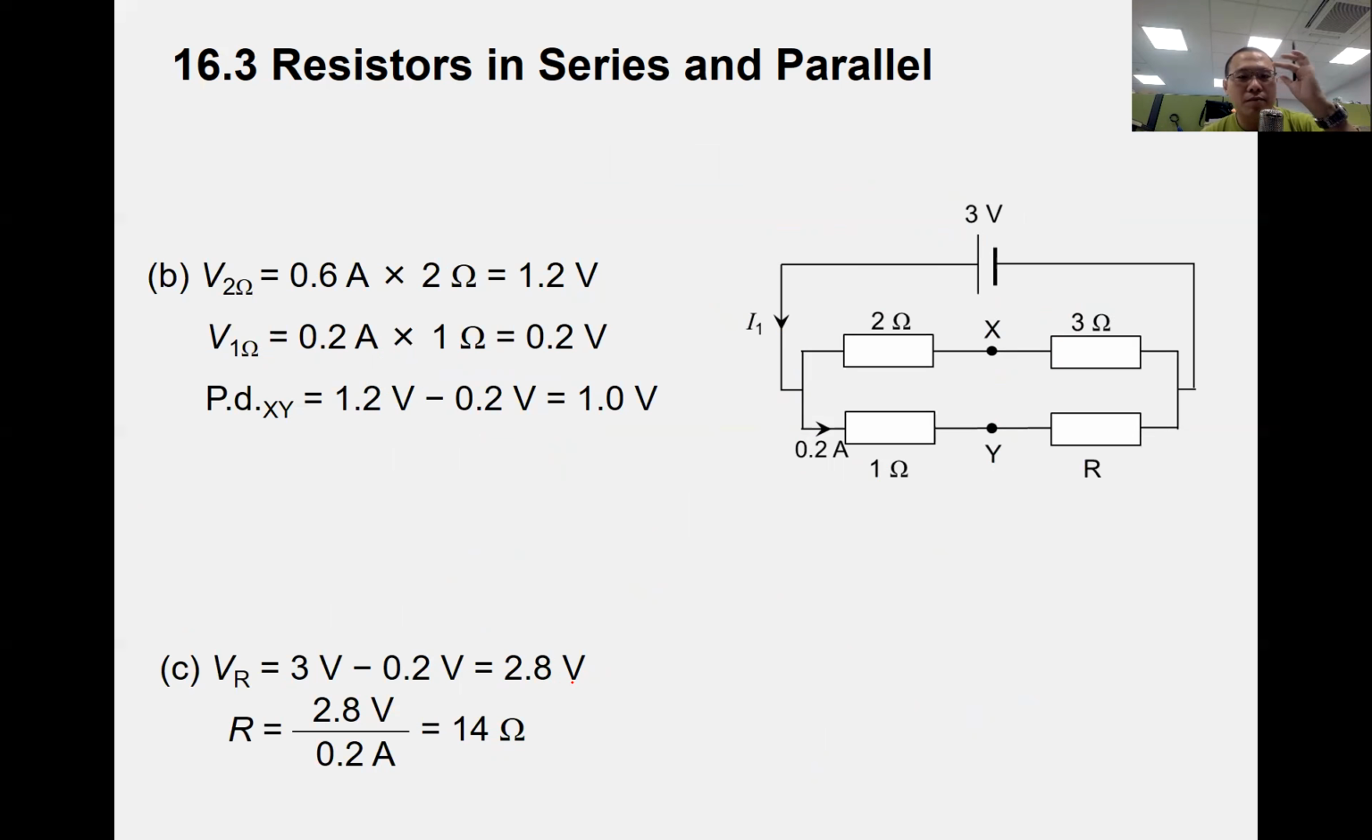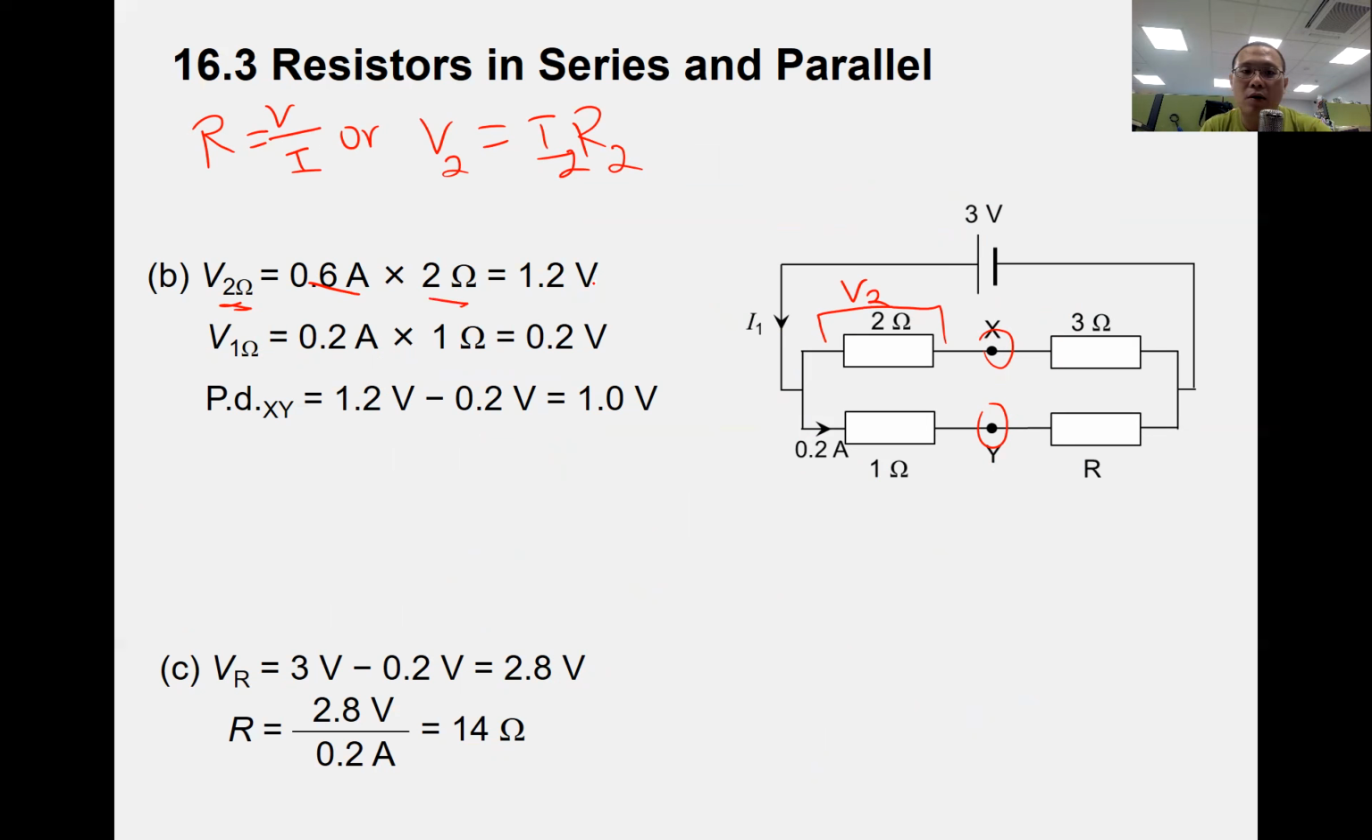So now what happens is, how do I find the voltage at X and Y? Okay, so what I do is I need to find the potential difference across the 2 ohm first. Across the 2 ohm, same thing, R equal to V over I, or I can use V equal to IR, which is Ohm's law. If I want to find the voltage across 2 ohm, V2, okay, I need to know the current flowing through 2 ohm. I need to know the resistance of 2 ohm. Okay, so I know them, which is 0.6, like I mentioned in the previous part. And I know the resistance is 2 ohm. So I know V2 is 1.2 volts already.